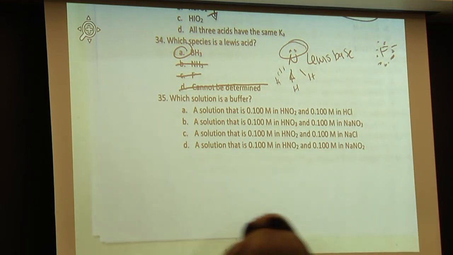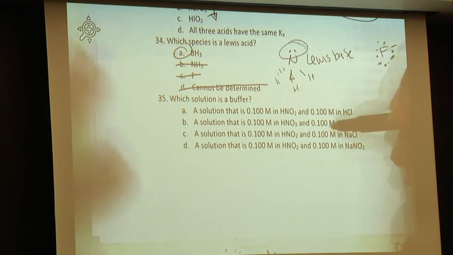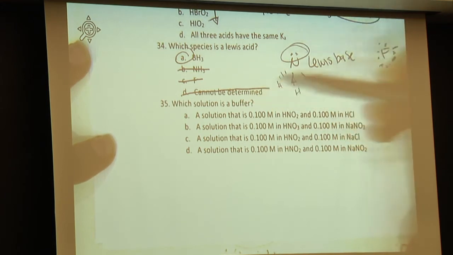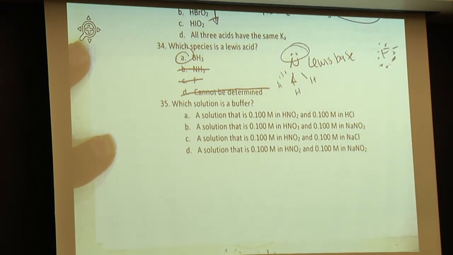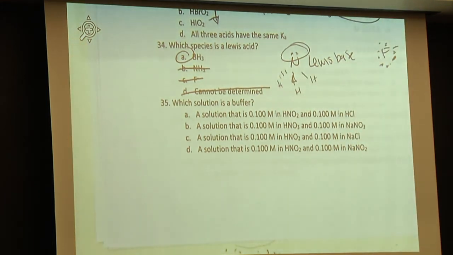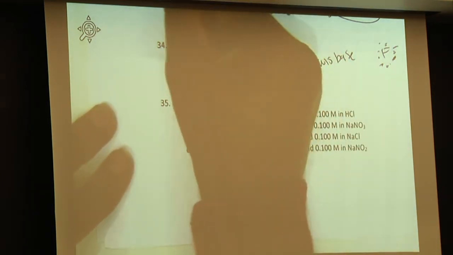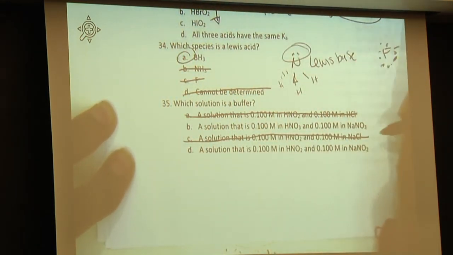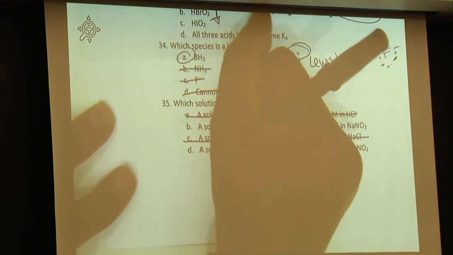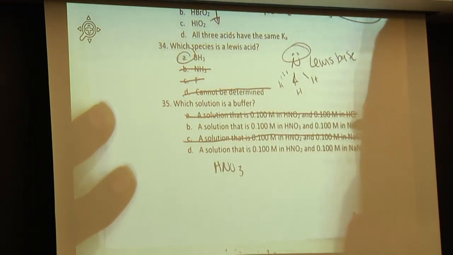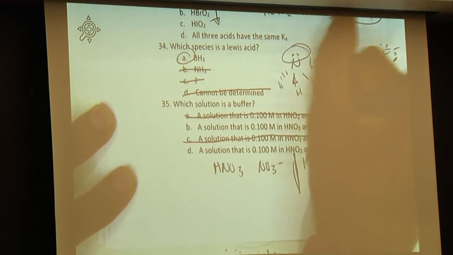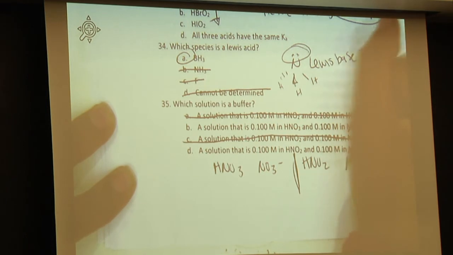So all of these are significant values. They're all the same, so we're not looking at that in this problem. What we are looking for is if it is a weak acid and conjugate base pair or a weak base and conjugate acid base pair. So what would be the answer for this problem? It's not A and it's not C. So for B, you have HNO3 and then you'll have NO3 minus. And then for D, you would have HNO2 and NO2 minus.